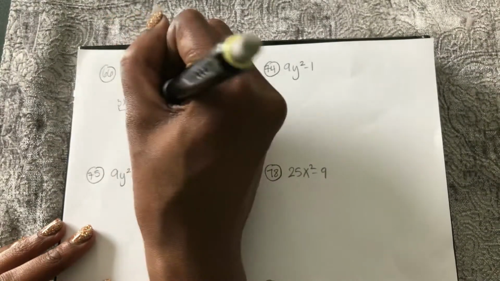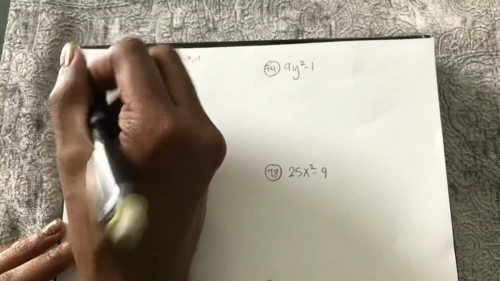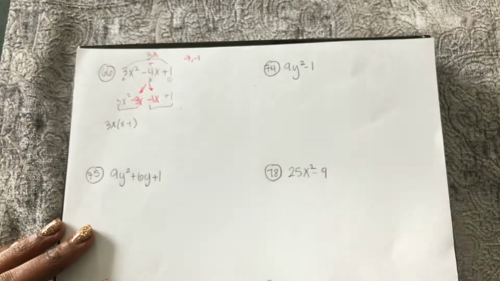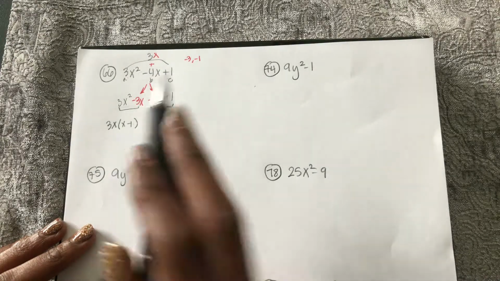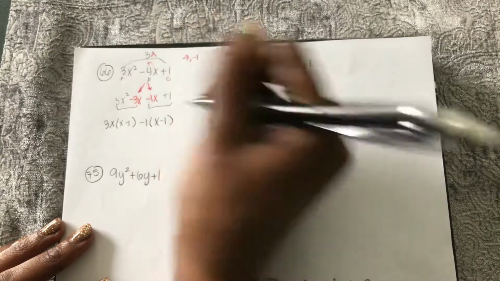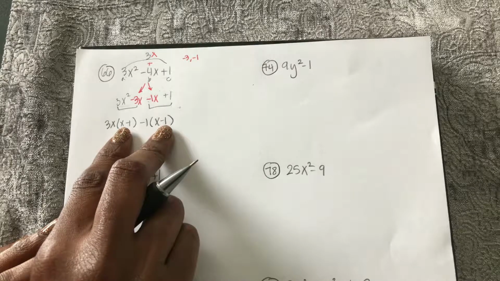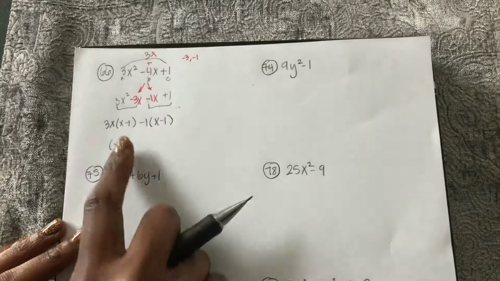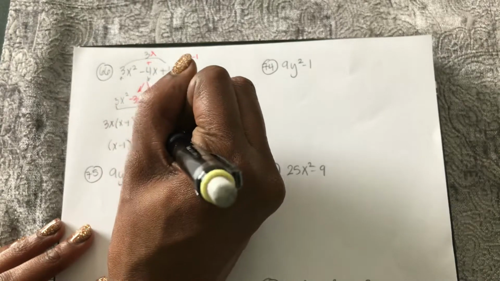I'm going to group these two and group these two. The GCF of this group is 3x, and that leaves x minus 1. The GCF of this group, because my leading coefficient is negative, is -1, and that leaves x minus 1. Now you see we have this binomial GCF of x minus 1, and what's left over after I factor that out is 3x minus 1.